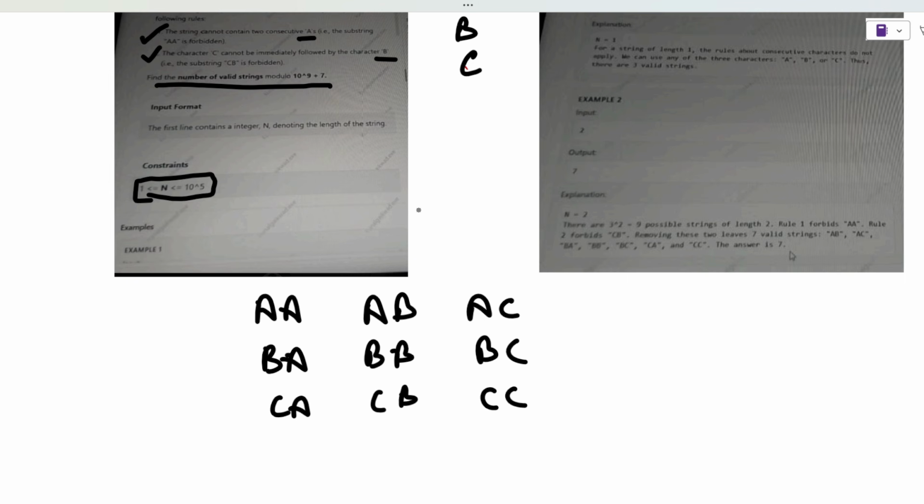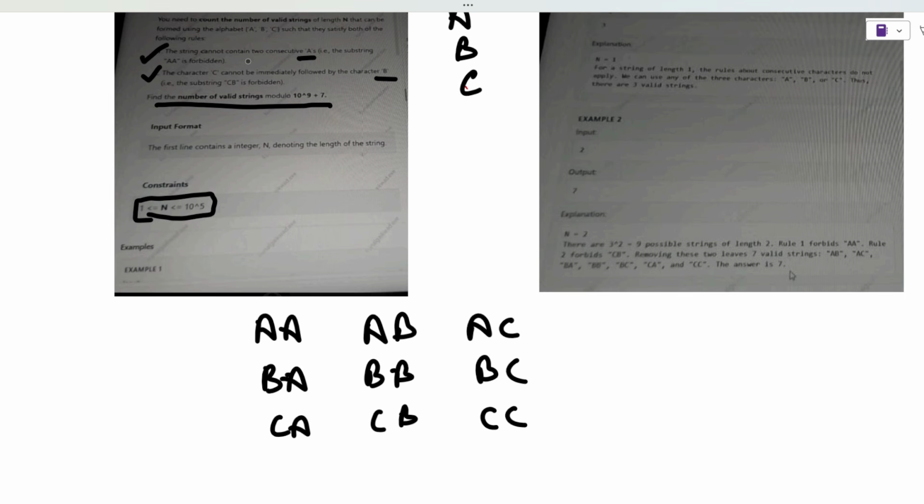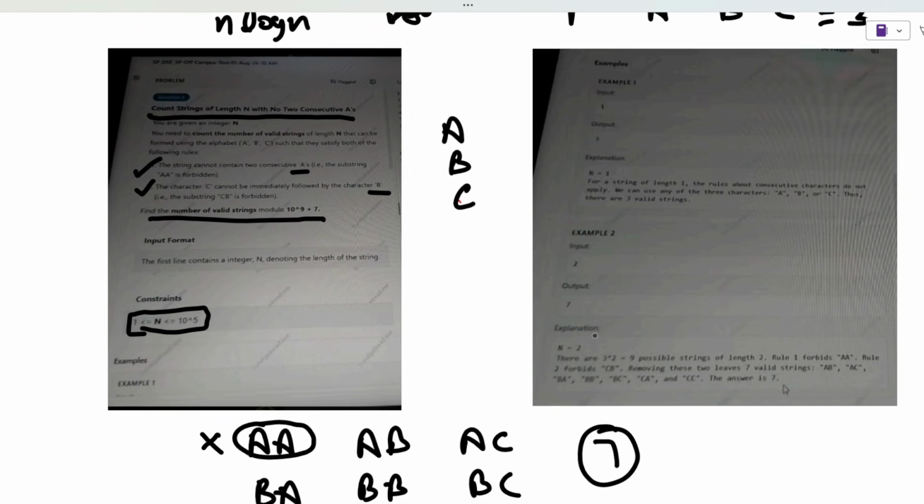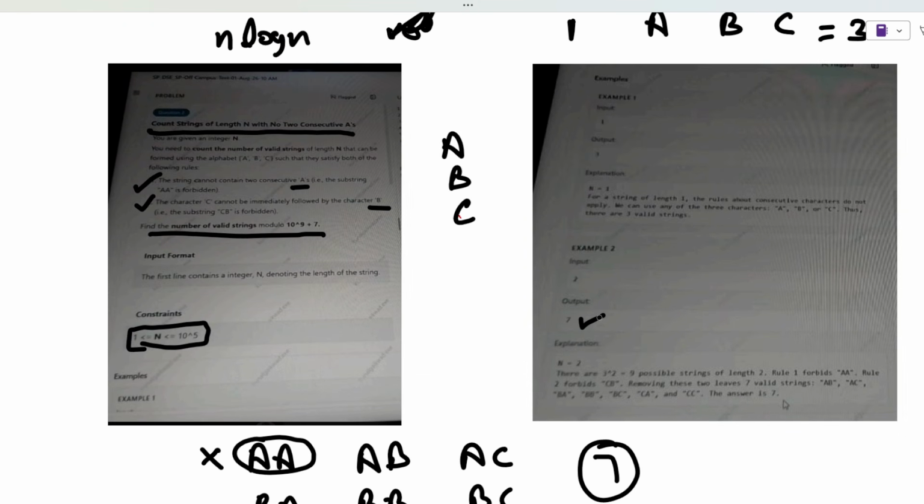Now these are 9 possible combinations. But what are the valid combinations in this? See, the string cannot contain 2 consecutive A's, so this particular combination is not valid. Then the character C cannot be immediately followed by character B, so this is also not a valid scenario. So the total valid combinations are 7 only. So the correct answer for input 2 will be 7. So this is the entire question.